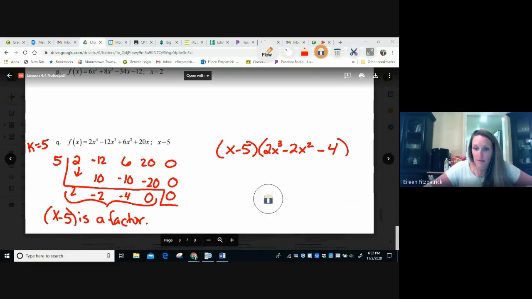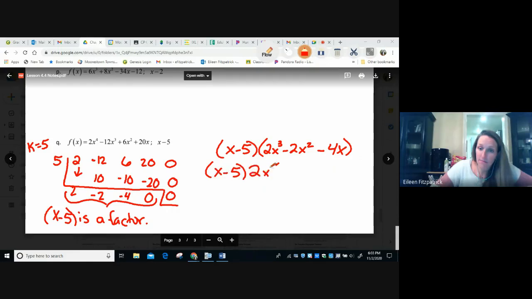Back up for 1 second. Anyone catch my mistake? When I was going down in degree, right? This is 2x cubed, then negative 2x squared, then negative 4x. I forgot my x off of the tail end. All right. Sorry about that. So my GCF is not just a 2, it's a 2x. Let's factor out the 2x this time. So that's going to leave me with x squared minus x minus 2. So I was just off by 1 variable, but that's a big deal.